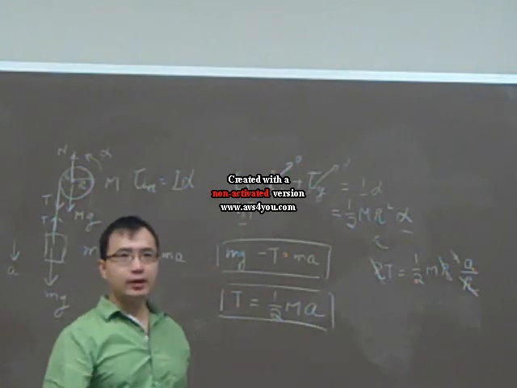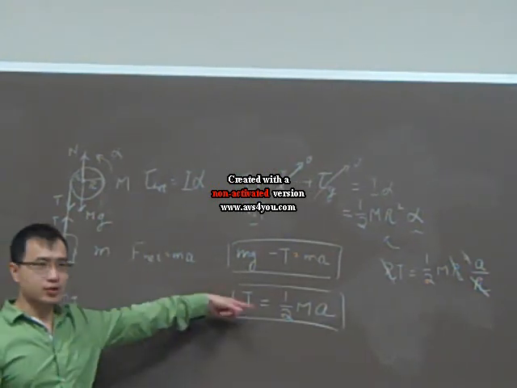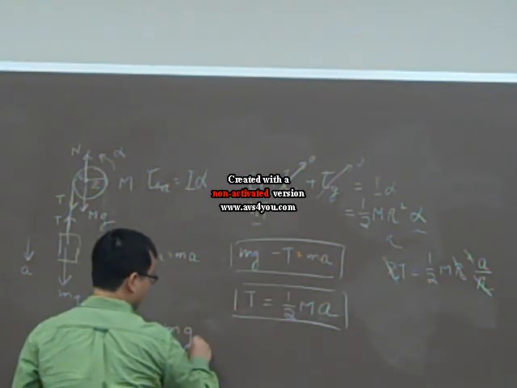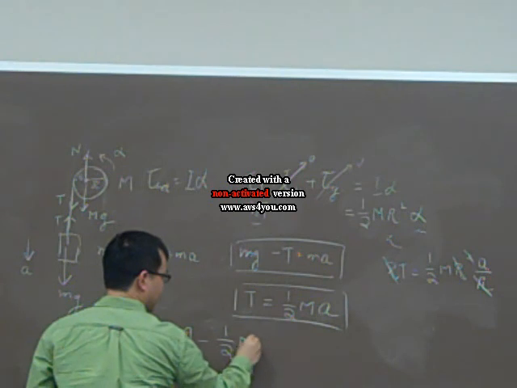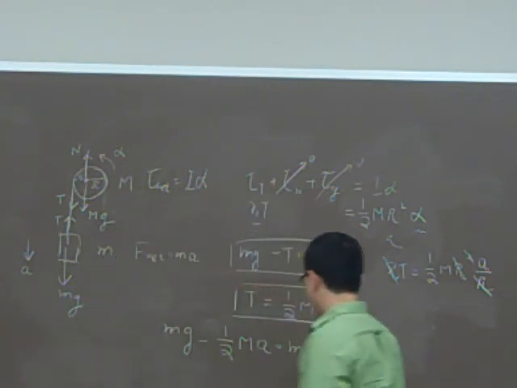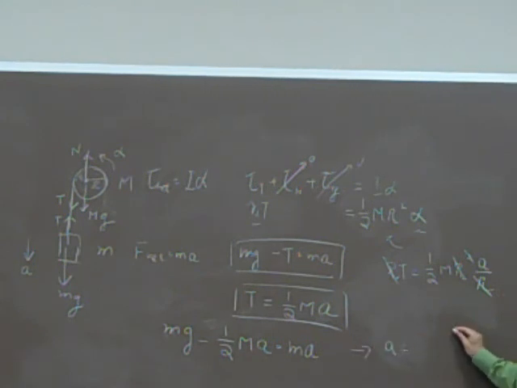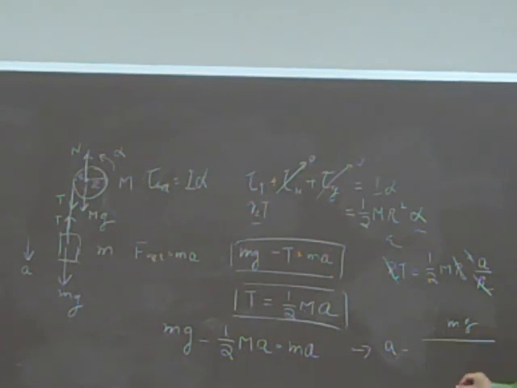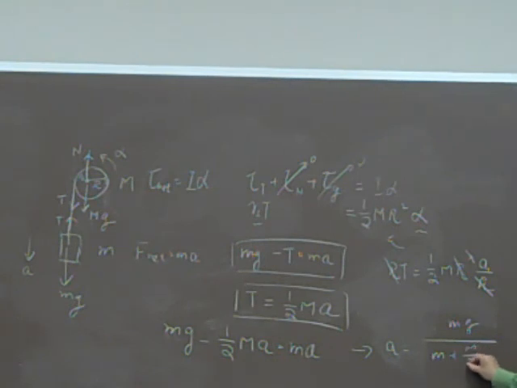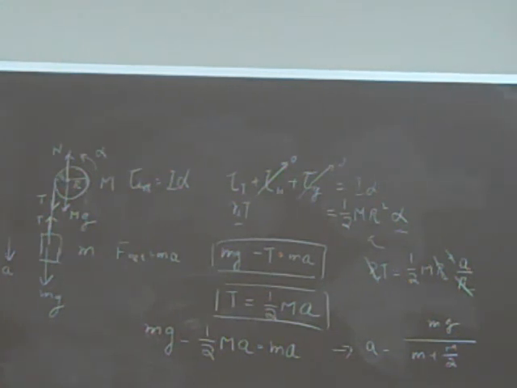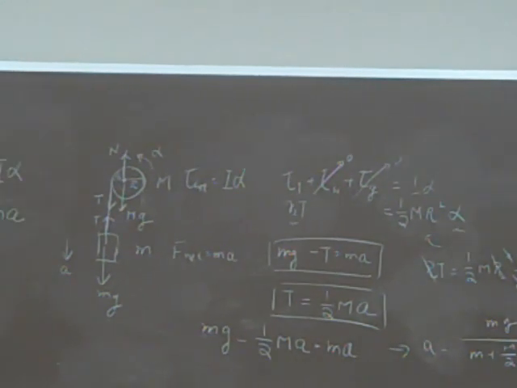Now you want to solve for A. After all, this is quite straightforward. You can just substitute T here. Then you get mg minus 1/2 capital MA equals mA, right? And then you will get A equals mg divided by m plus capital M over 2. That could be your answer. Any question here?